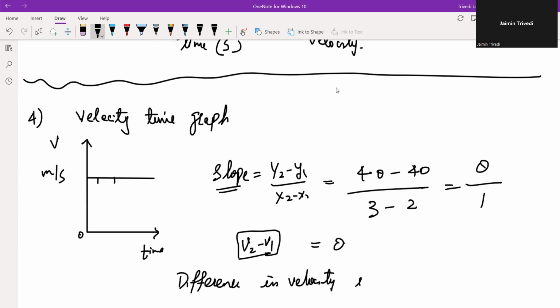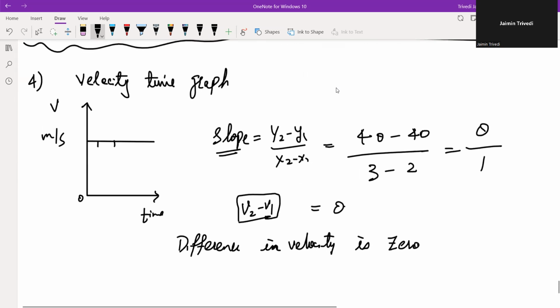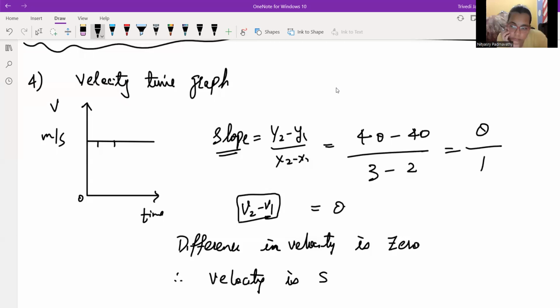The difference in velocity is 0. Therefore, that means velocity is the same. There is no change in velocity. Sir, I'm not understanding which graph will be like this, sir. All will be from the point.